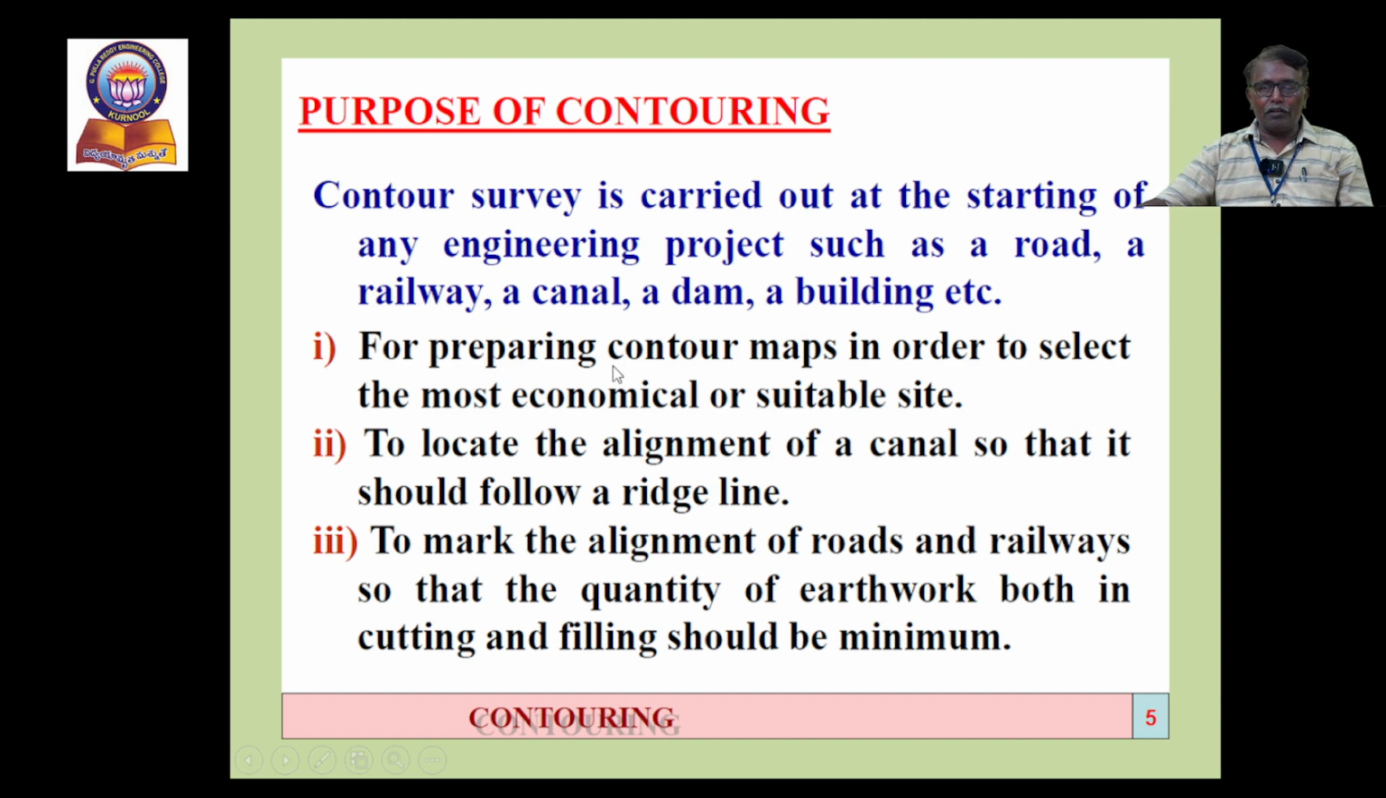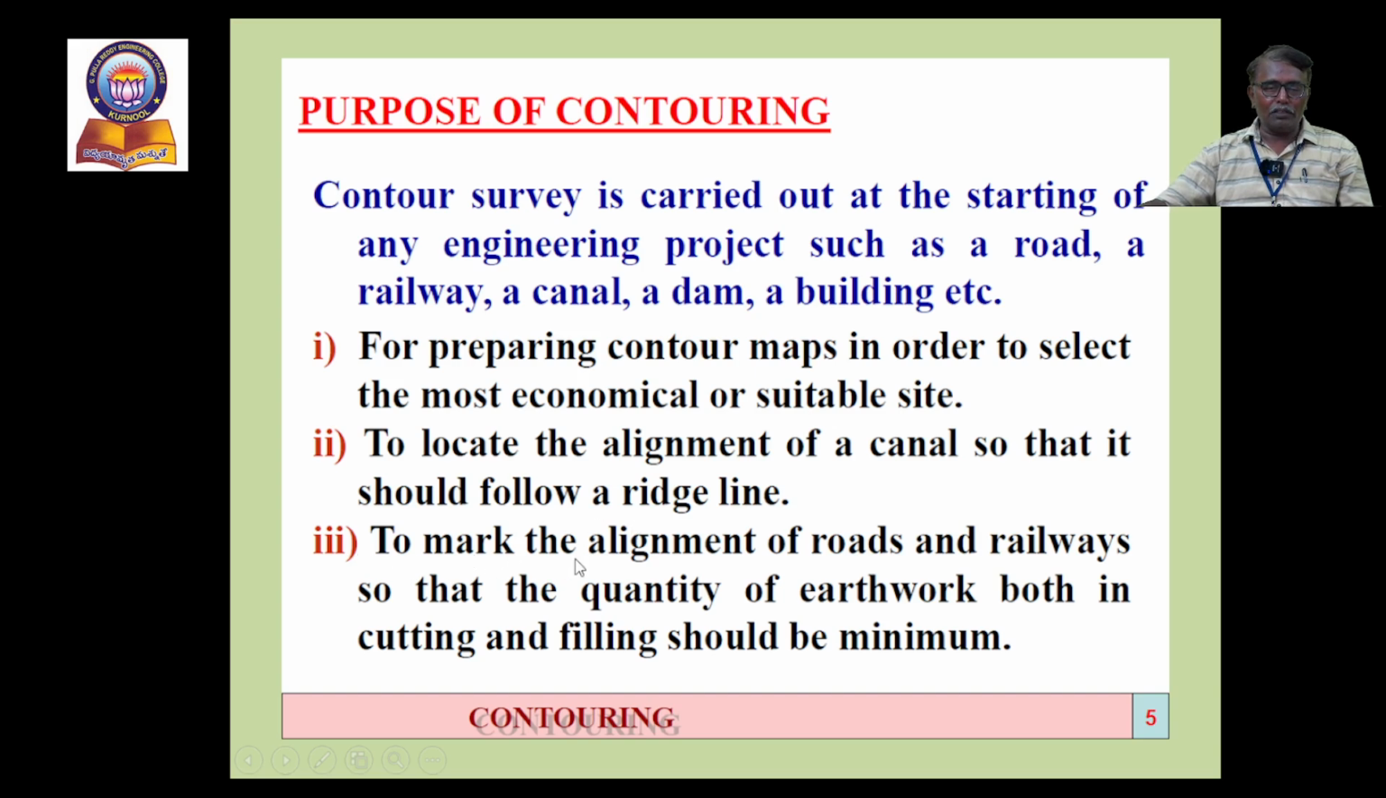For preparing contour maps, in order to select the most economical or suitable site for a building, whatever it may be. Next is to locate the alignment of a canal so that it should follow a ridge line, so that cutting of the canal will be avoided. Partial cutting and partial embankment will be sufficient.